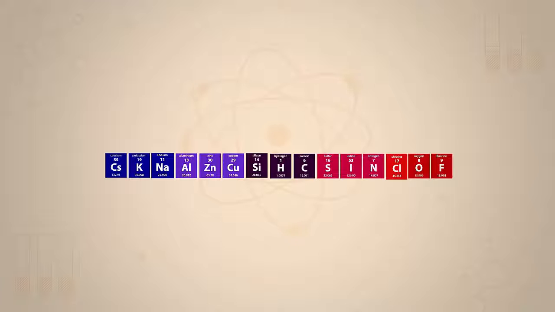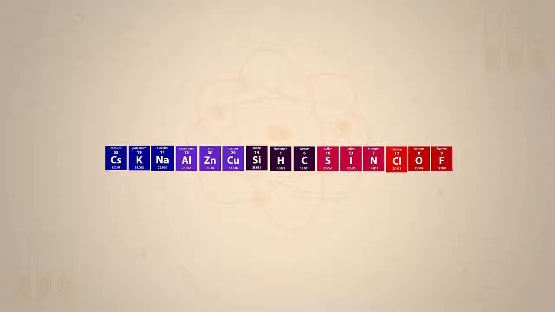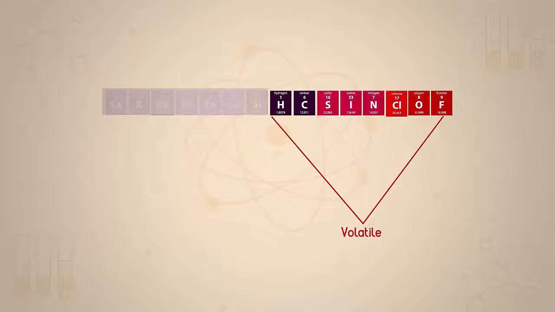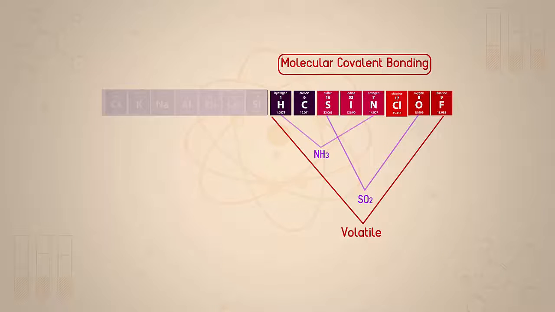The same form of covalent bonding occurs between any pair of non-metallic elements because the outer shells quickly become full. Thus most compounds between non-metallic elements are volatile. That means that they evaporate easily or are gases. Here are some drawn on our triangle: molecular covalent bonding.